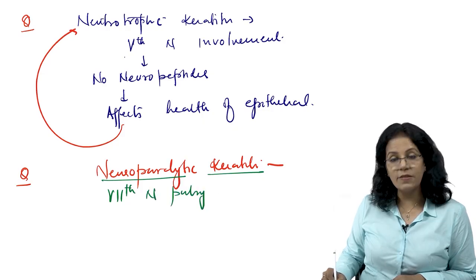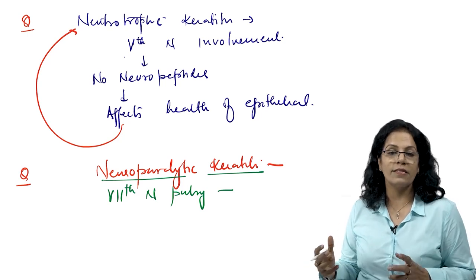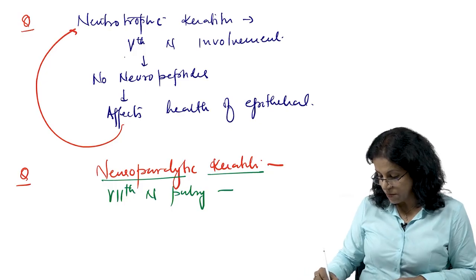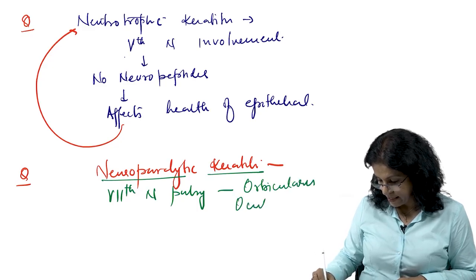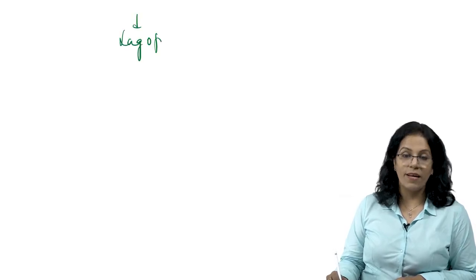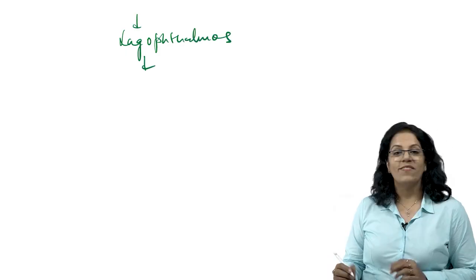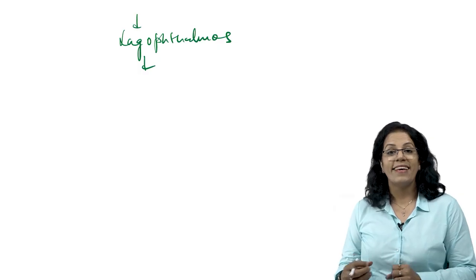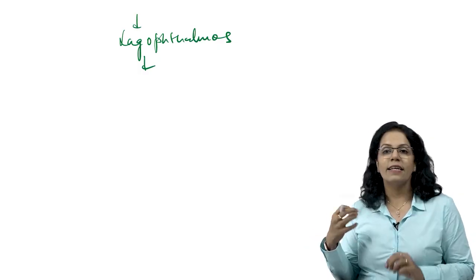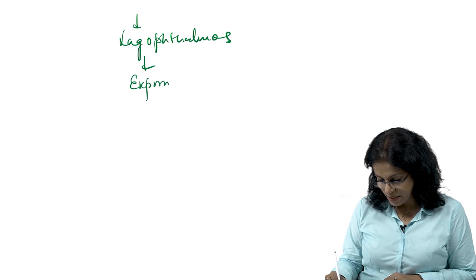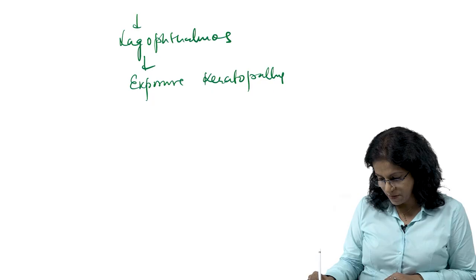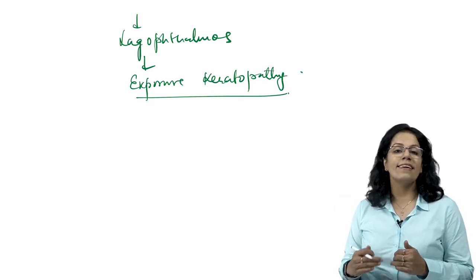What happens? The seventh nerve is supplying which muscle? Orbicularis oculi. What does it do? It closes your eyes. When orbicularis oculi is affected, the lids will not close. What do you call that? Lagophthalmos. So this leads to lagophthalmos, and if the lids are not closing, the eye is not able to close, the cornea is always exposed, and that leads to what? You will say exposure keratopathy, and this is the reason for exposure keratopathy. Okay, so this was about your neuroparalytic keratitis.